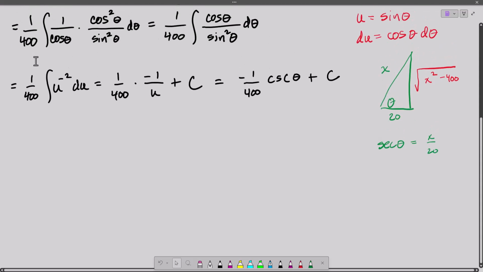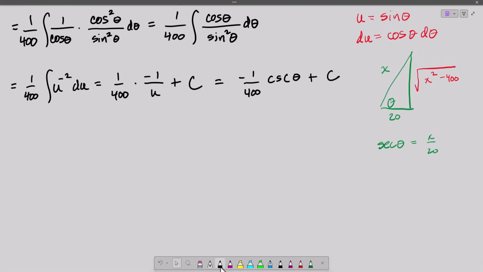All right, so let's go ahead and answer the final question, which is, how do we get back to x? Well, we look at our triangle. Cosecant is hypotenuse over opposite. So we are going to put an x, there's the hypotenuse, over opposite, which is the square root of x squared minus 400 down in the denominator. There we have it.